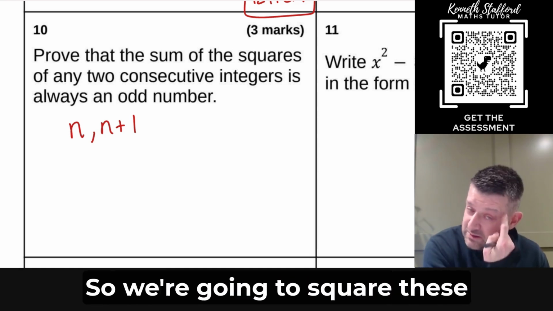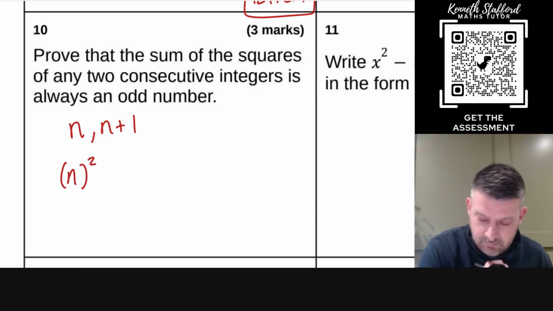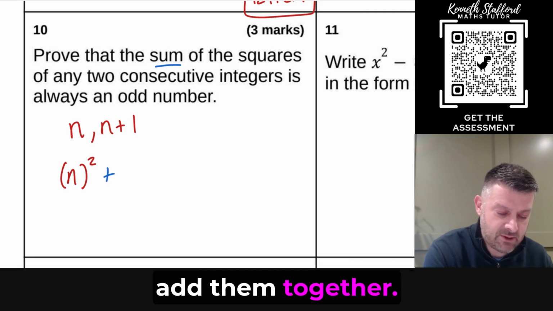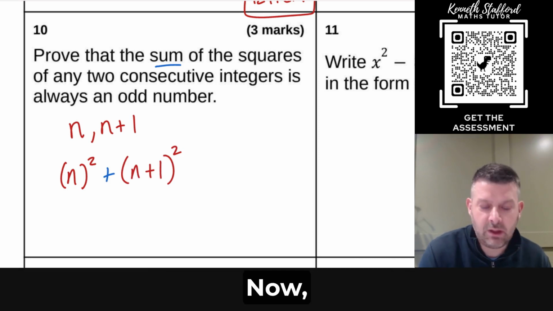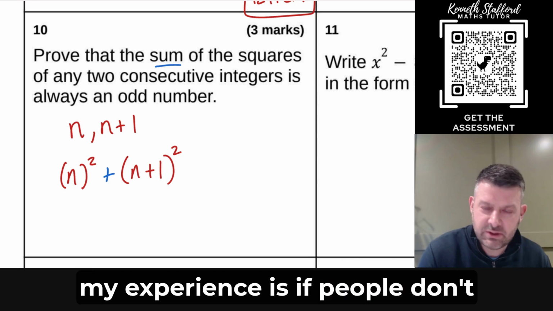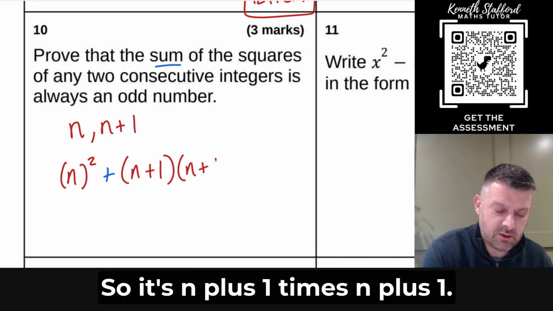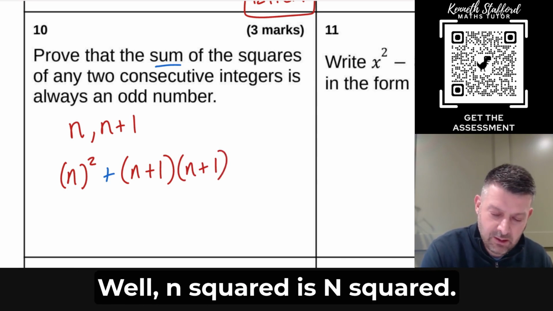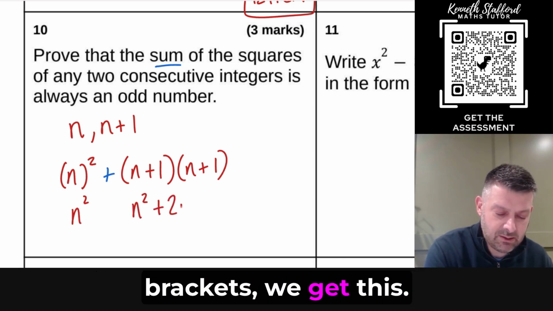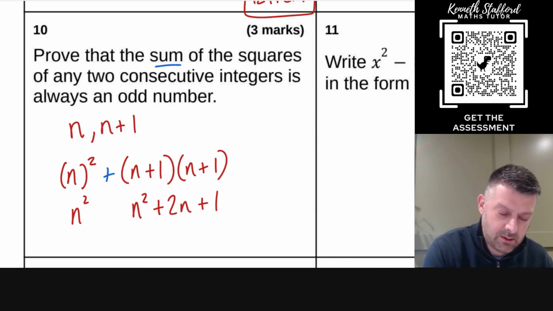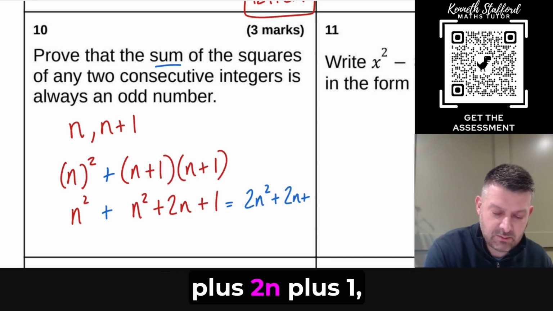So the sum of the squares, so we're going to square these, so it's n squared, and the sum means to add them together. And we've also got to square n plus 1. Now, my experience is if people don't write this as double brackets, it goes wrong. So it's n plus 1 times n plus 1. Well, n squared is n squared, and if we expand the other brackets, we get this. If we add it all together, we get 2n squared plus 2n plus 1.